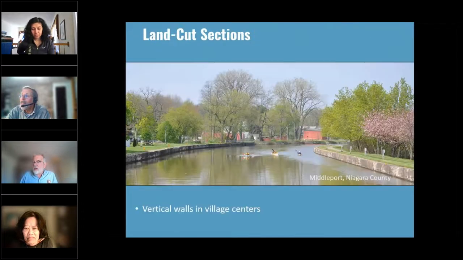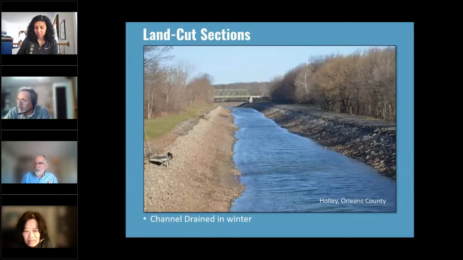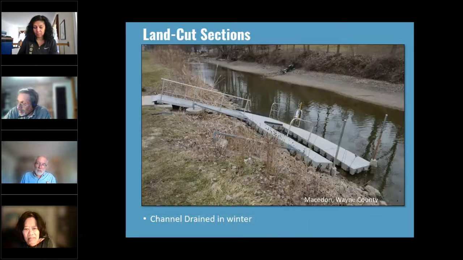When you get to the villages, in order to allow barges to dock, when this was a thriving commercial waterway, you've got vertical walls, always on one side, often on both sides of the channel through the middle of the village. And yet this is the place where people want to get out and explore and take advantage when they're paddlers. Whether they're power boaters or paddlers, people want to get out in the center of town, and it's not always easy to do. The land cut sections are drained in the wintertime. This reduces ice damage and makes maintenance a little easier, but it can play hob with floating docks and other paddler facilities that just aren't designed to take this kind of strain.